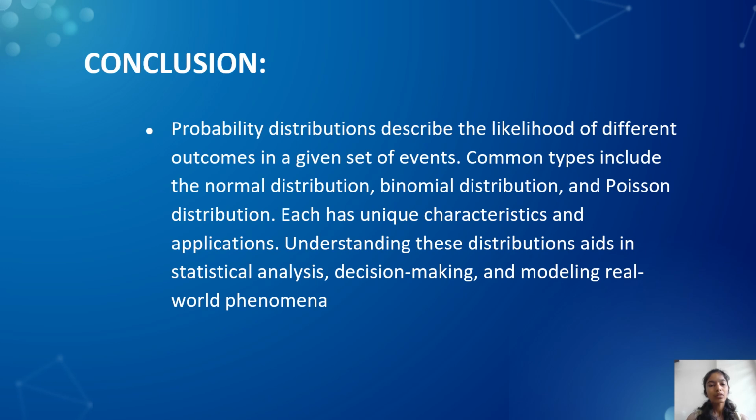Conclusion. The probability distribution describes the likelihood of different outcomes in a given set of events. The common types include the normal distribution, binomial distribution, and the Poisson distribution. Each has unique characteristics and applications. Understanding these distributions aids in statistical analysis, decision making, and modeling real world phenomena.